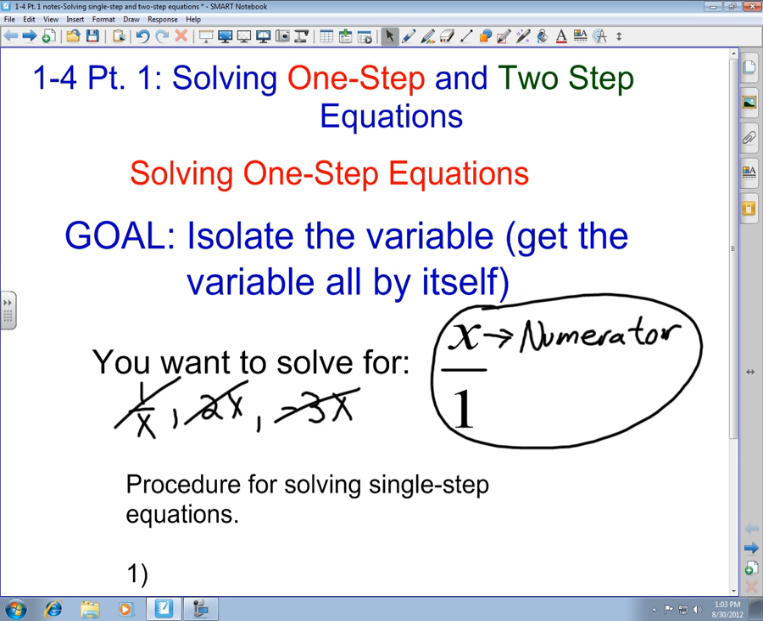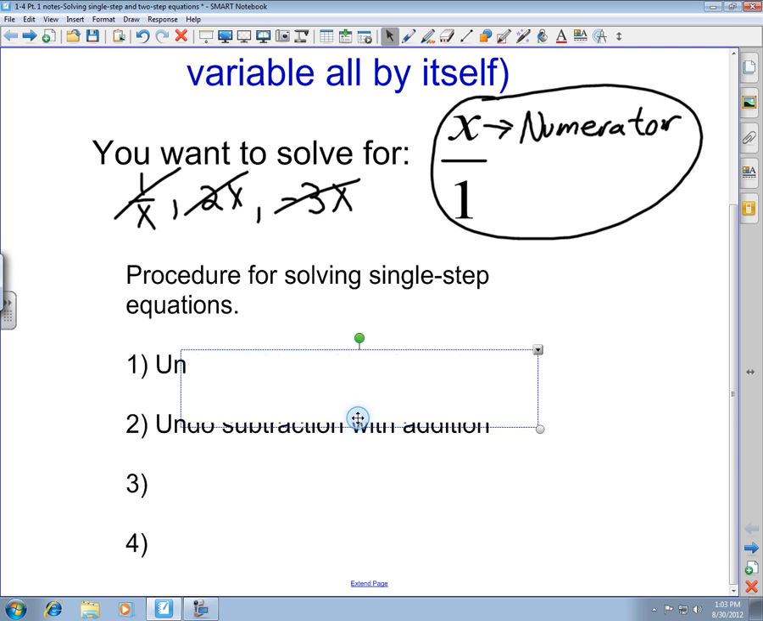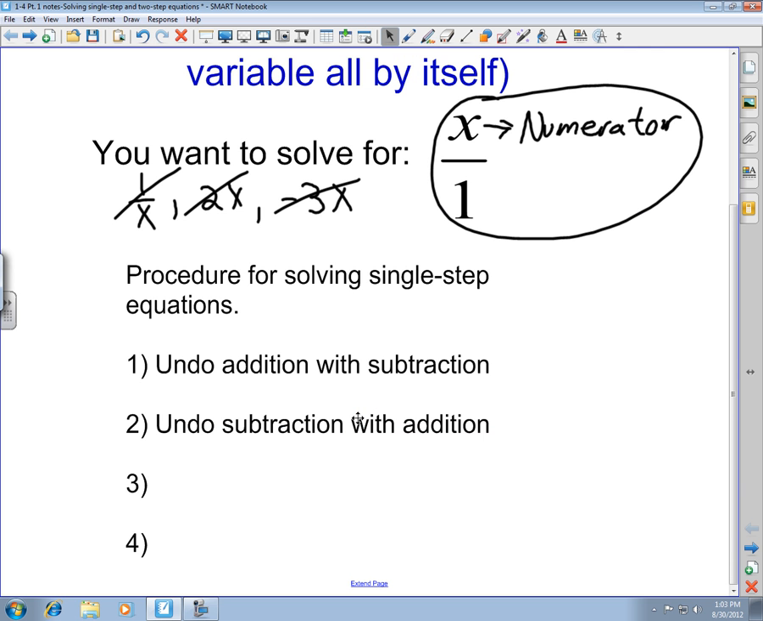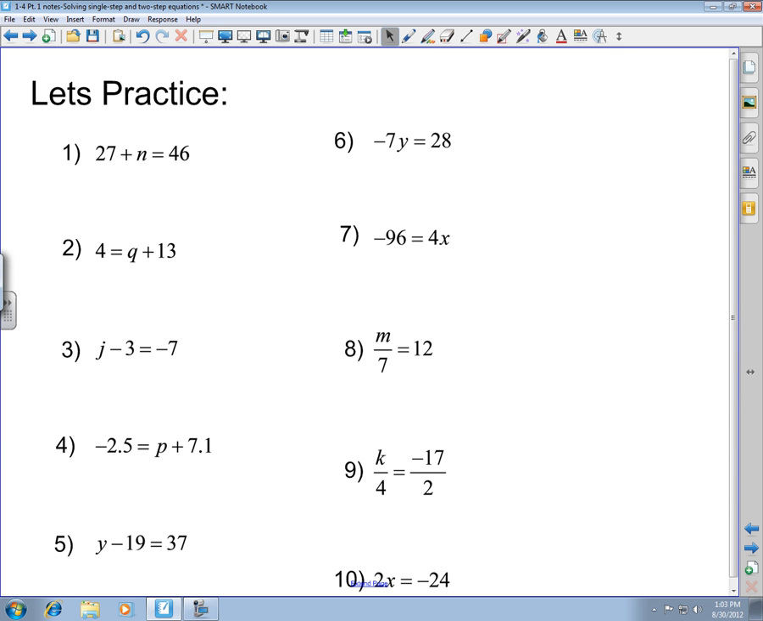Now, solving single-step equations is very simple. All it takes is, 1, undo addition with subtraction. Pretty simple. 2, you can undo subtraction with addition. You undo multiplication with division, and you undo division with multiplication. It is literally that easy. So let's go ahead and let's practice.